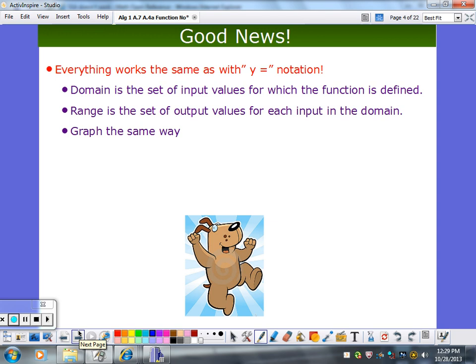Everything is the same. It still has a domain. It's going to be a set of inputs. It still has a range, just going to be the set of outputs. We graph them the same way. You can make a table of values. You can use an intercept method. Everything's the same, but I have a new way of naming it.